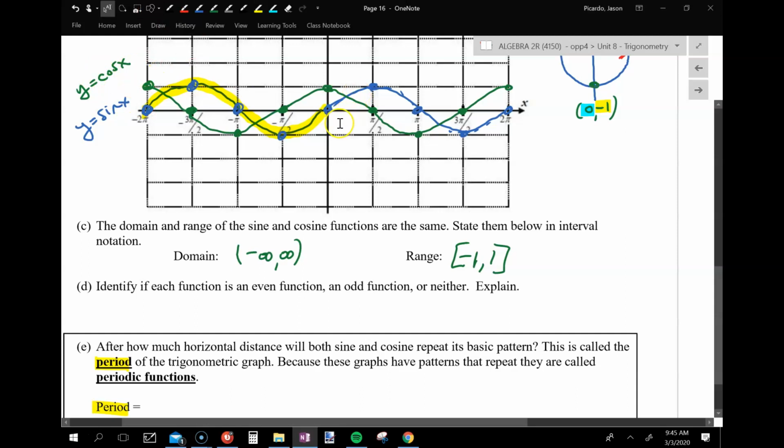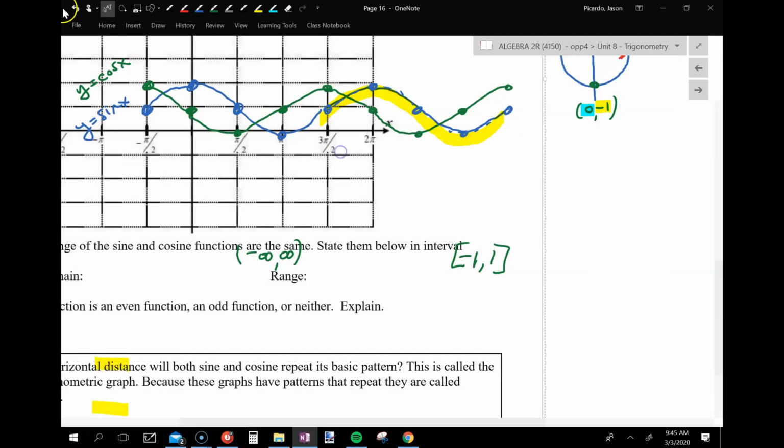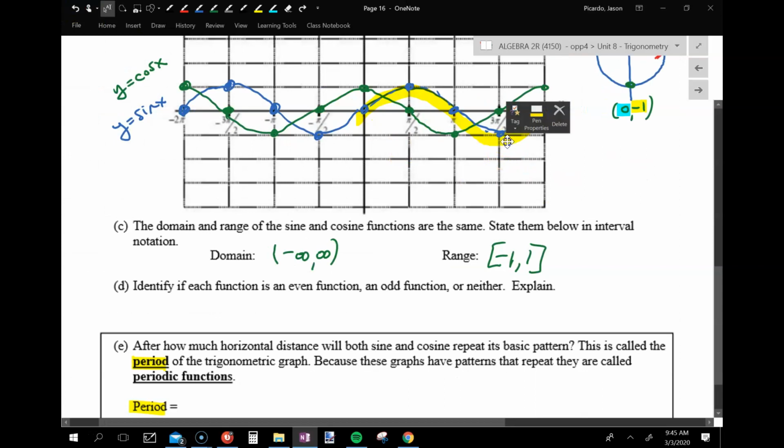Watch this. If I grab this yellow and I slide it over here, do you see how the blue one fits right on it now, right? Okay. How much space did it require me to complete one cycle? Horizontal space. You said how many units? Okay, so you're actually counting the boxes?